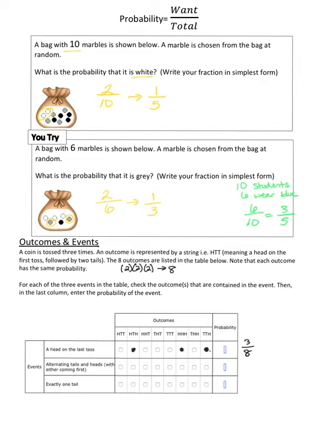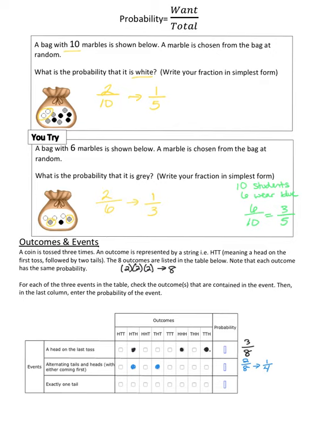Now I'm going to do alternating heads and tails. Either one can come first. Well, HTT doesn't alternate, but HTH does. That doesn't. Oh, this does. And we only have 2 that alternate. So we have a 2 out of 8 probability, which reduces to 1 over 4.